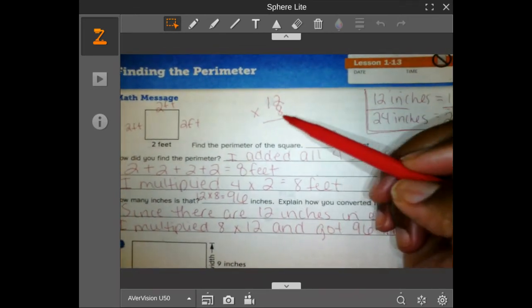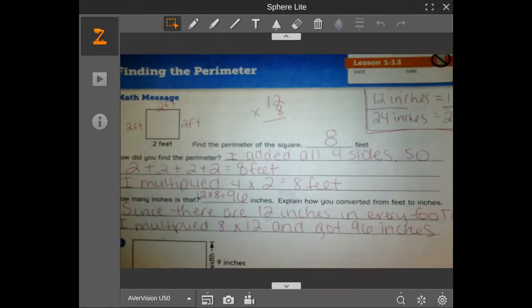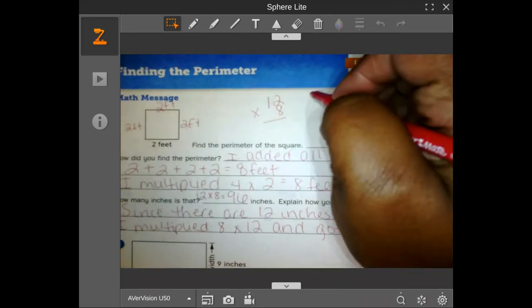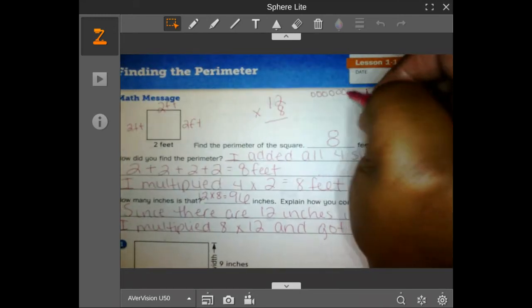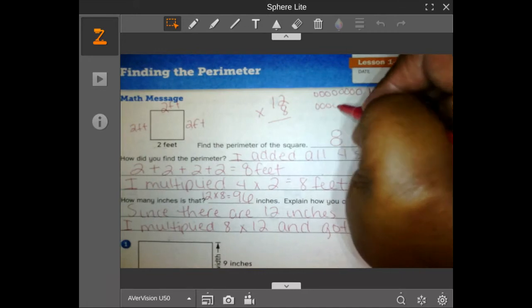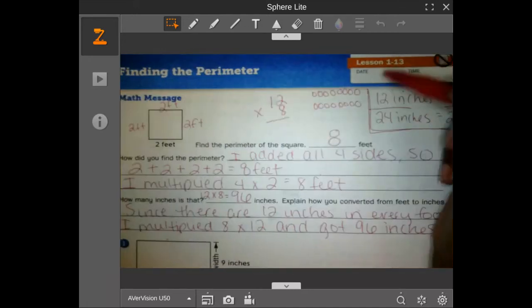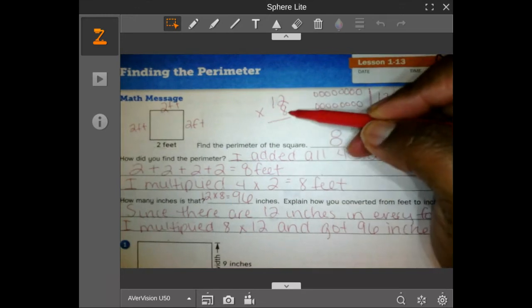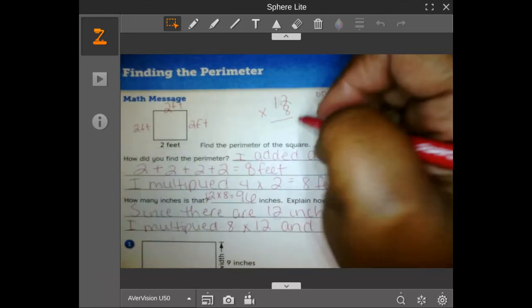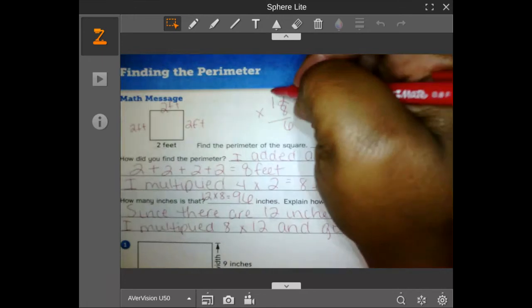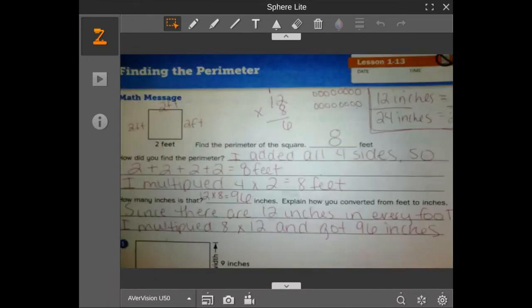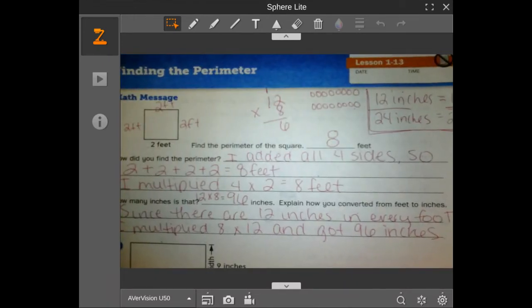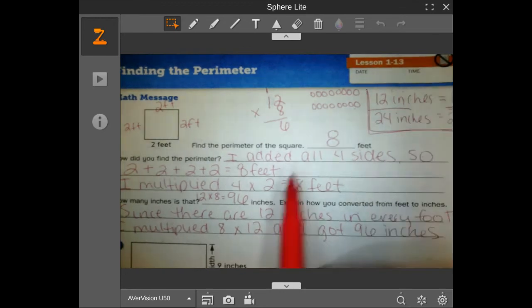2 times 8 equals, if you had two groups of 8, so 1, 2, 3, 4, 5, 6, 7, 8. 1, 2, 3, 4, 5, 6, 7, 8. I have two groups of 8. 2 times 8 equals 16. I'm going to carry my 1 just like I did with addition and subtraction, taking it over.